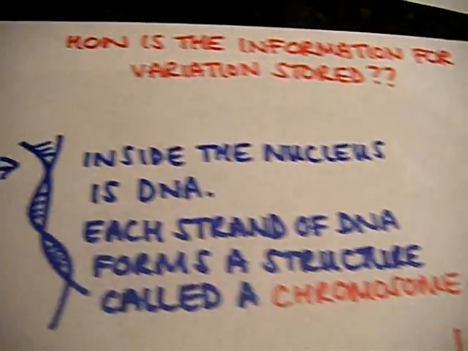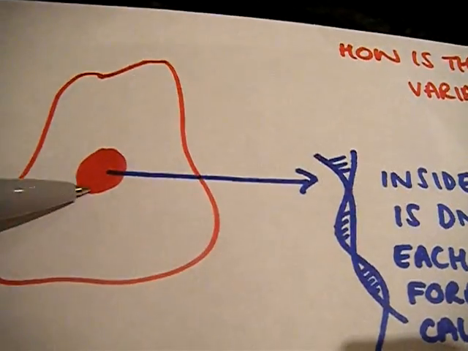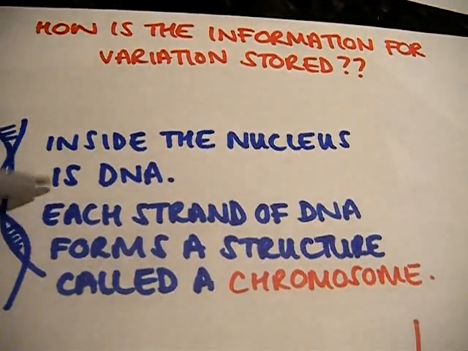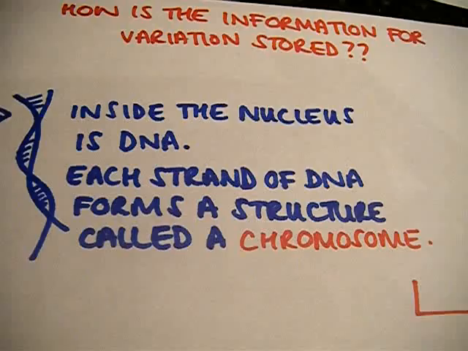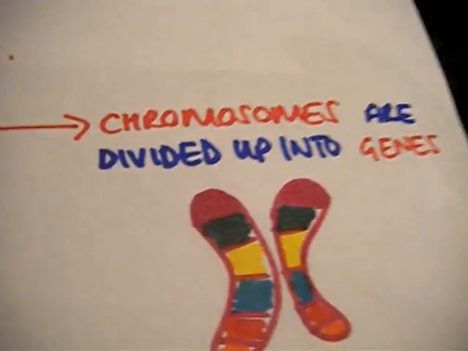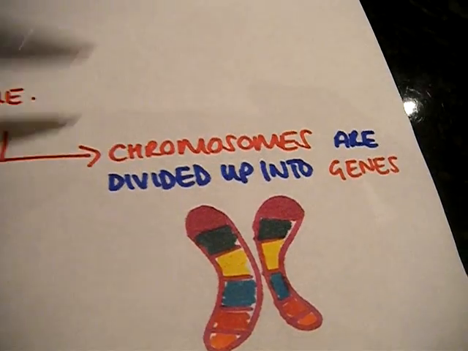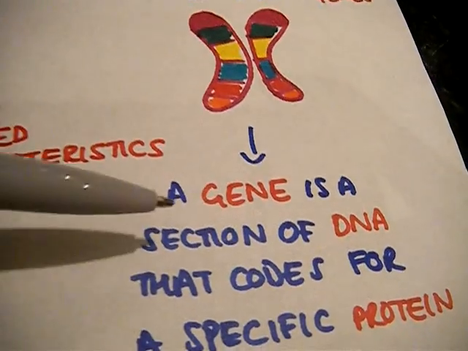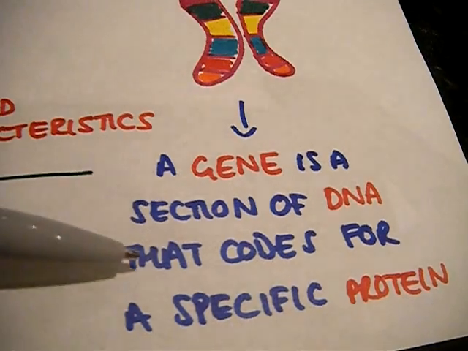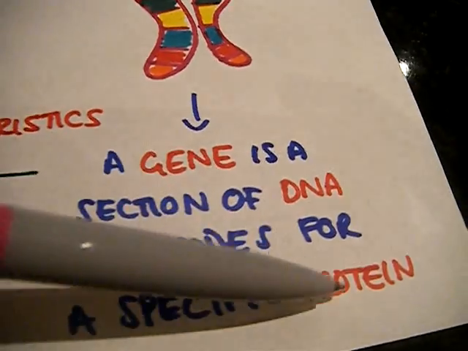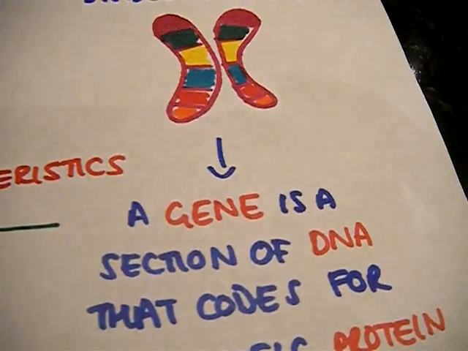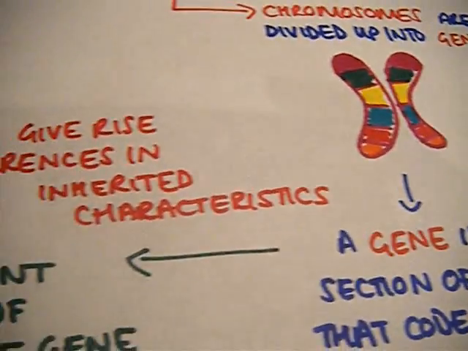So here's the cell. The nucleus of the cell contains DNA. Each strand of DNA forms a structure called a chromosome, which is this. Chromosomes are divided up into genes. And the whole point of this is that a gene is a section of DNA that codes for a specific protein, and proteins are what make up us. So these are genes here.